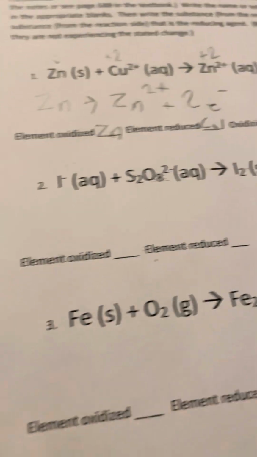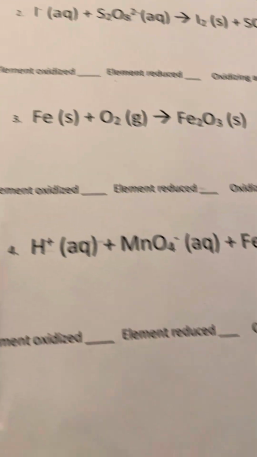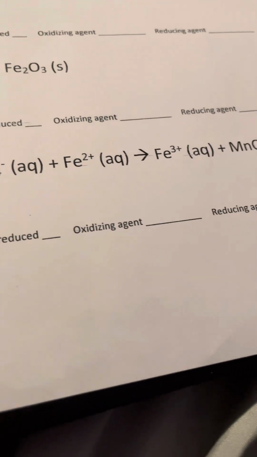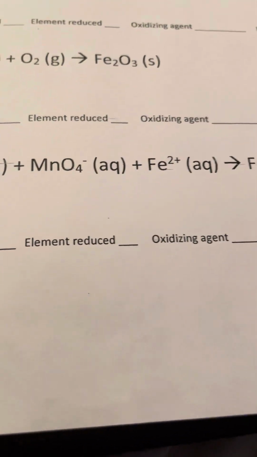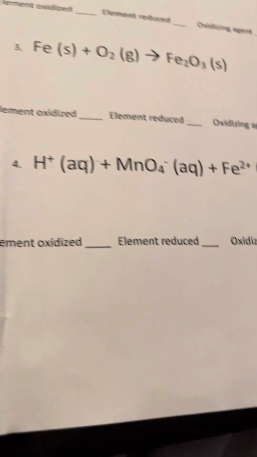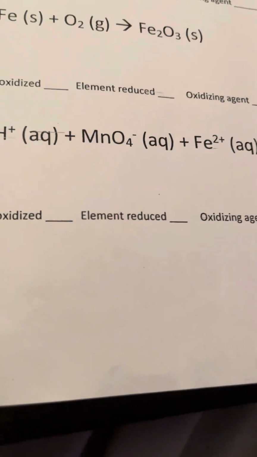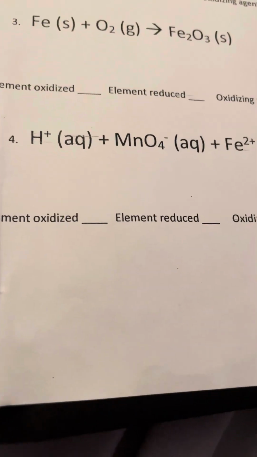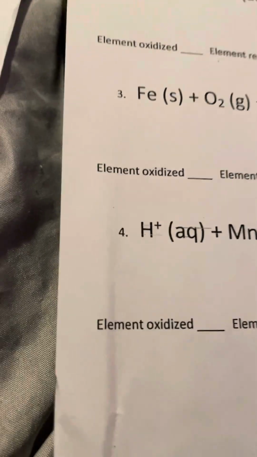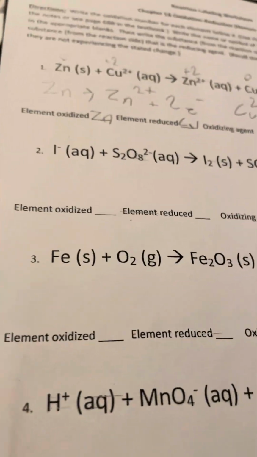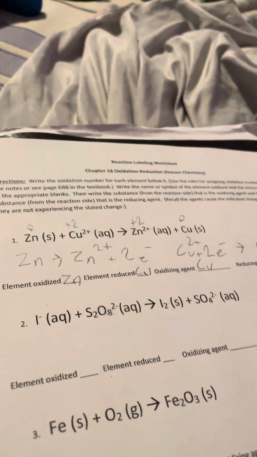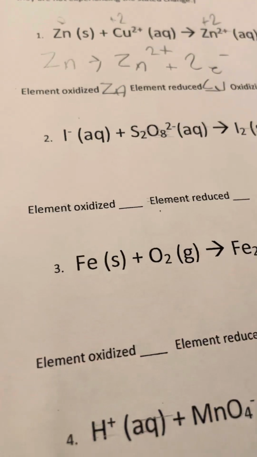Let's do... Ooh, this one has multiple. So let's do this one. Maybe. Let me look it over first. Huh. Does it say we have to balance it? Okay, let's just go with this one, I guess.